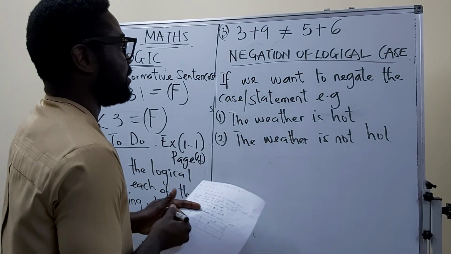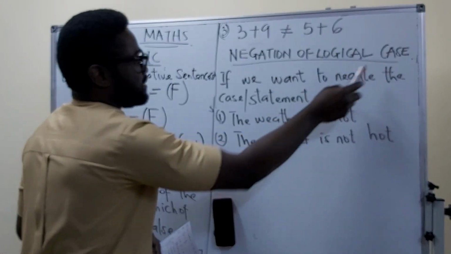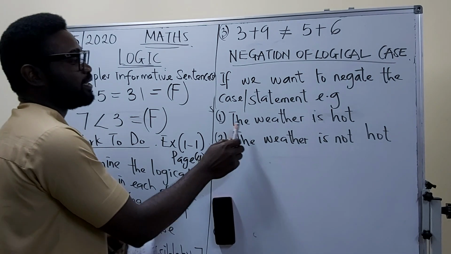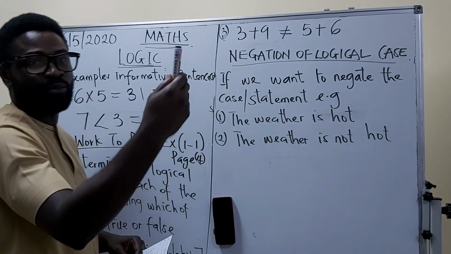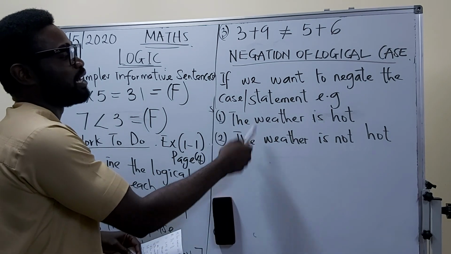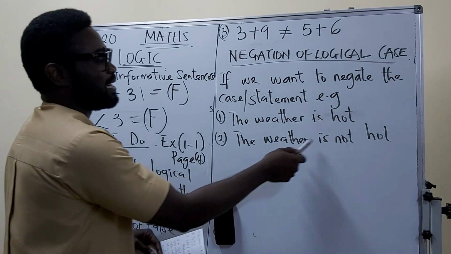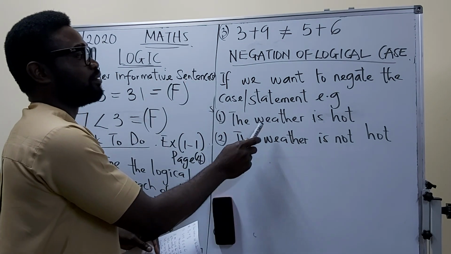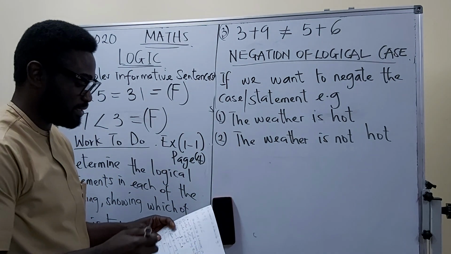So now look at it. Negation of logical case. If you want to negate the case or statement, e.g., the weather is hot, the opposite is what we are talking about. That is, it means it's negating what you have before. The weather is not hot will be the opposite side of this very case or statement.